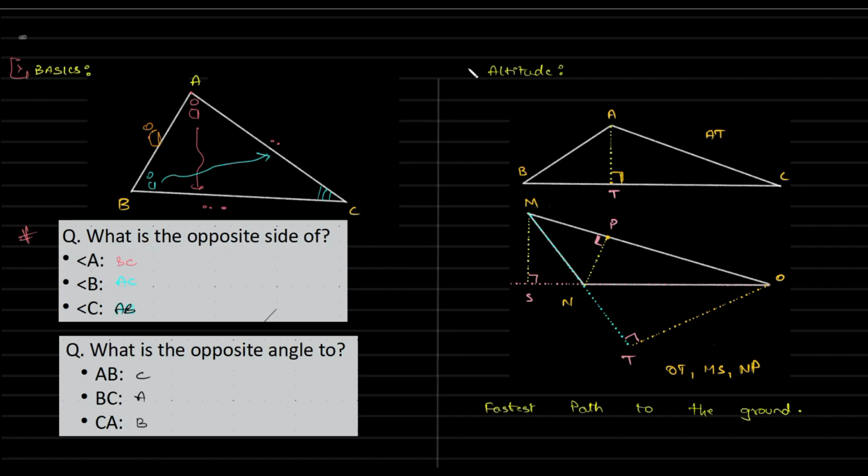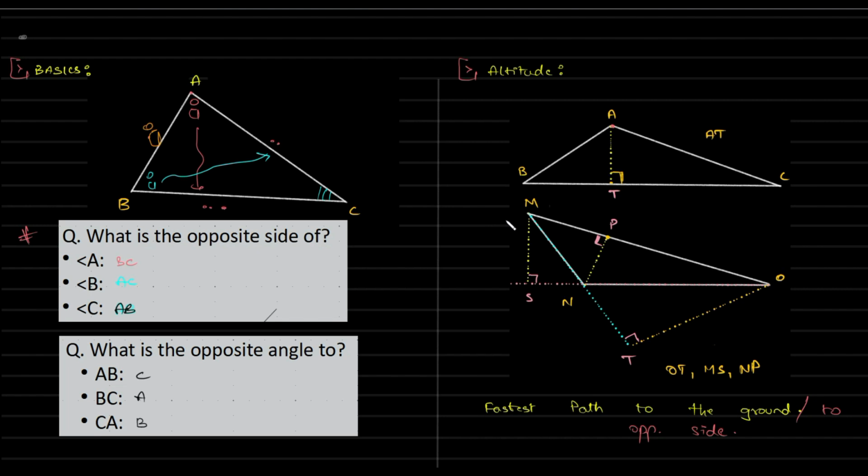Next thing that we need to know is about altitudes. So altitude is nothing but the fastest path from a vertex to the opposite side, or to the ground I have written over here, or to opposite side. Now if I happen to stand at A, what is the opposite side? BC. So altitude is nothing but a perpendicular line from the vertex to the opposite side. So you guys need to know that it is not so for all the cases.